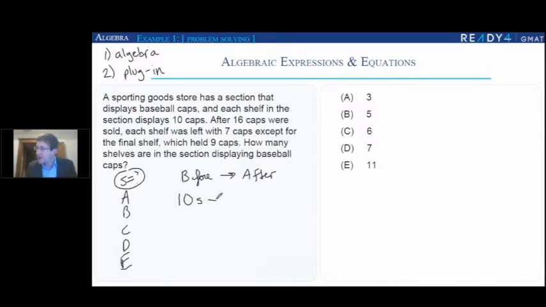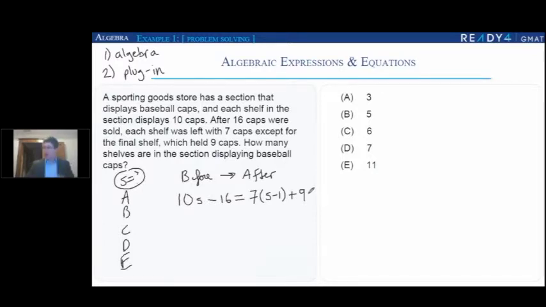Then they're going to sell 16 caps. Now we're going to look at the after situation. Each shelf was left with 7 caps, except for the final shelf, which held 9 caps. So I need to take 7 and multiply that times S minus 1. This exception means there's one shelf that's not counted, so it's 7 times S minus 1. And then I'm going to add on 9.